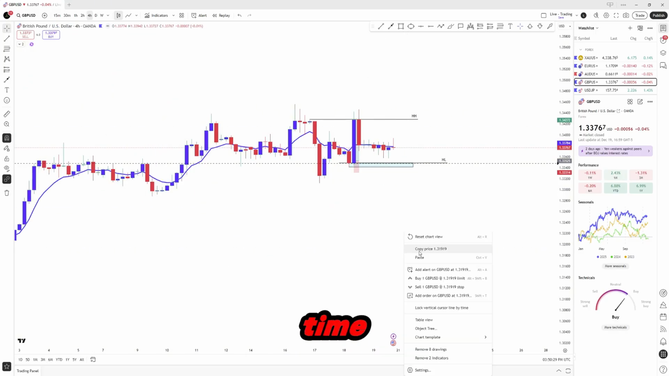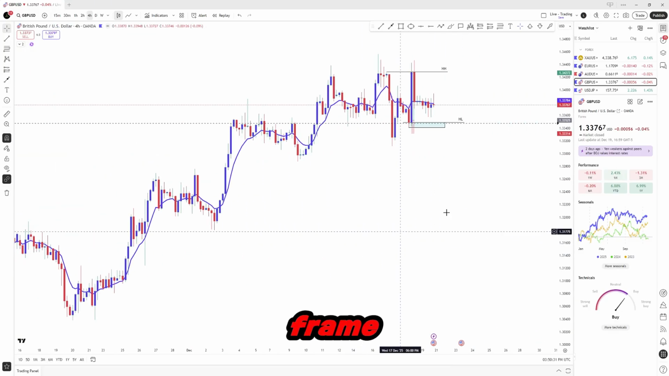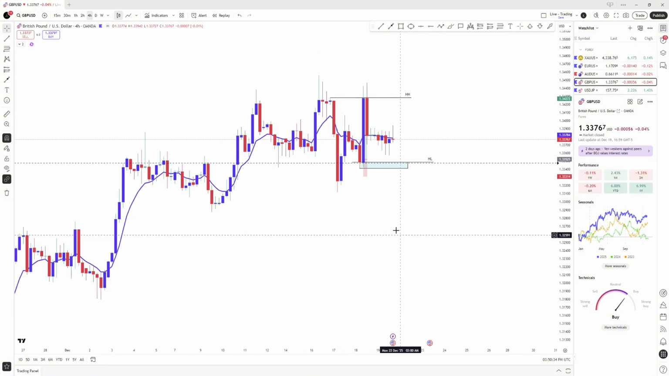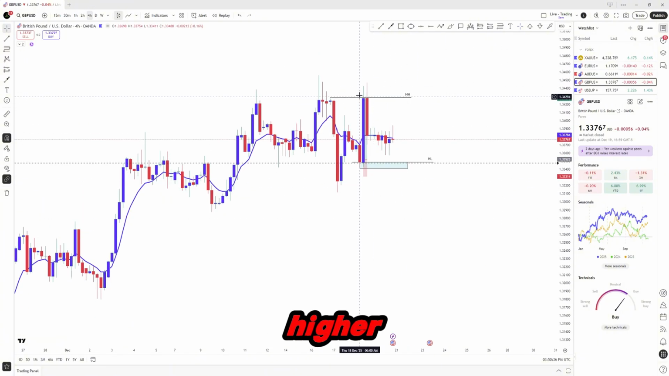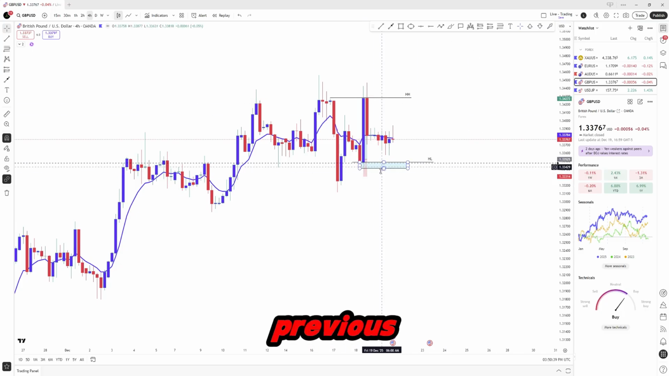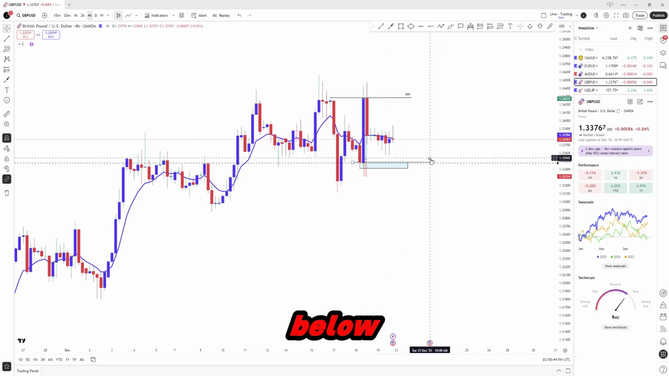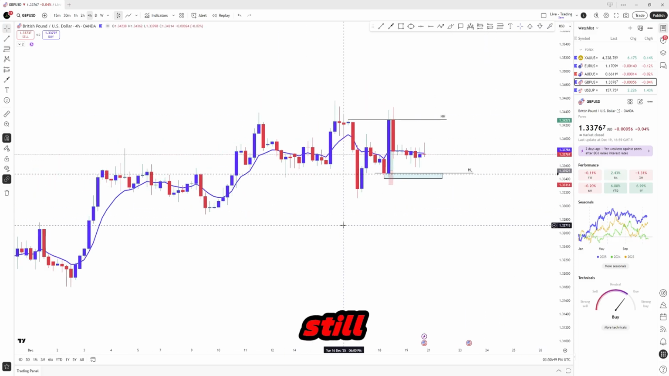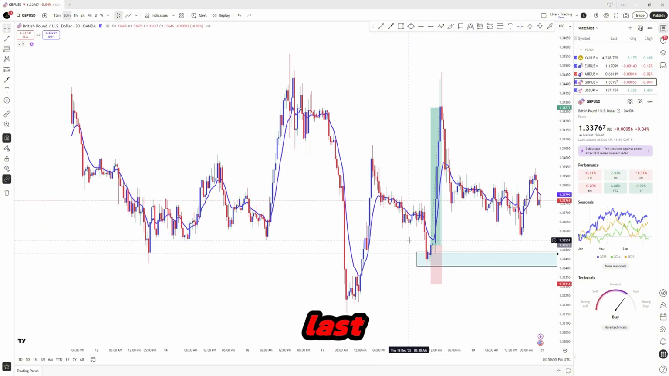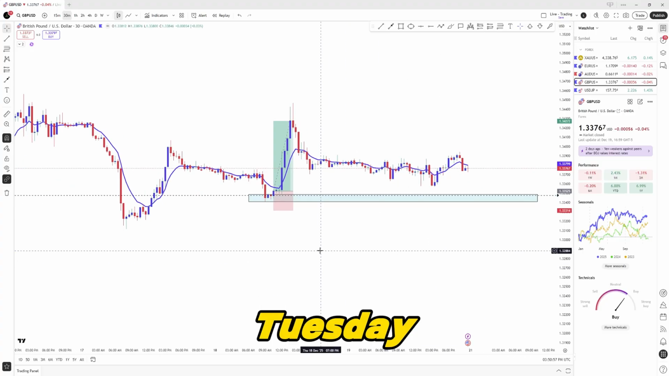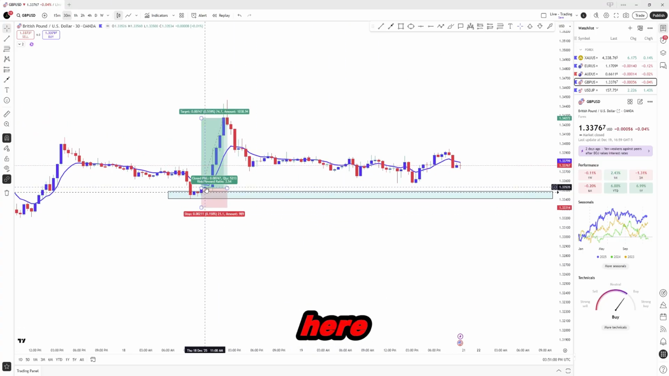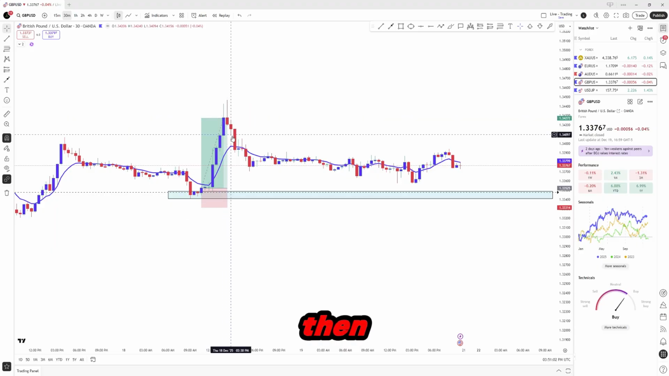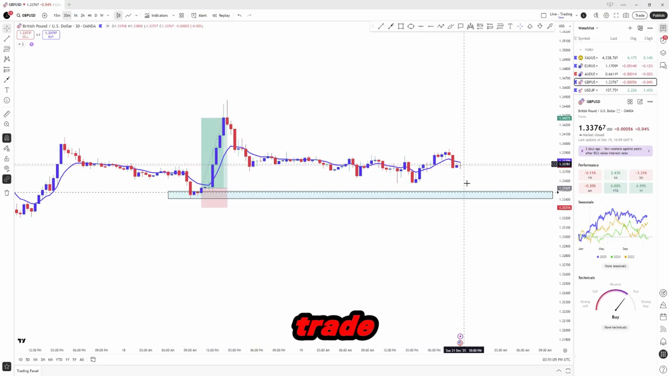Market hasn't closed below this higher low, so market on the daily is still bullish. Go down to the 4-hour time frame. The 4-hour time frame is still bullish. This is our previous higher high, and this is our previous higher low. Market hasn't closed either below our higher low or above our higher high, so the 4-hour is still bullish.